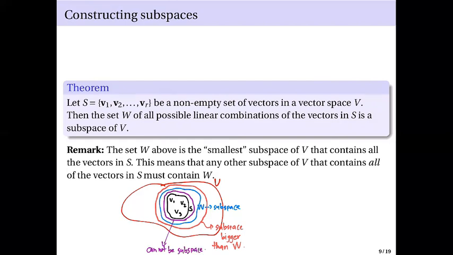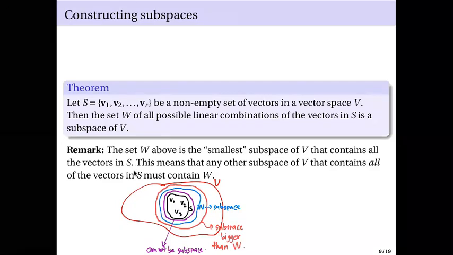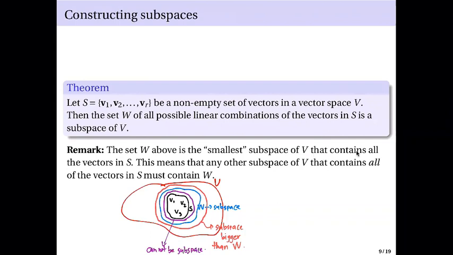That's what this remark tells us. W is the smallest subspace of V that contains all of the vectors in S. If you found another subspace of V that contains the elements in S, that subspace must be bigger than W.